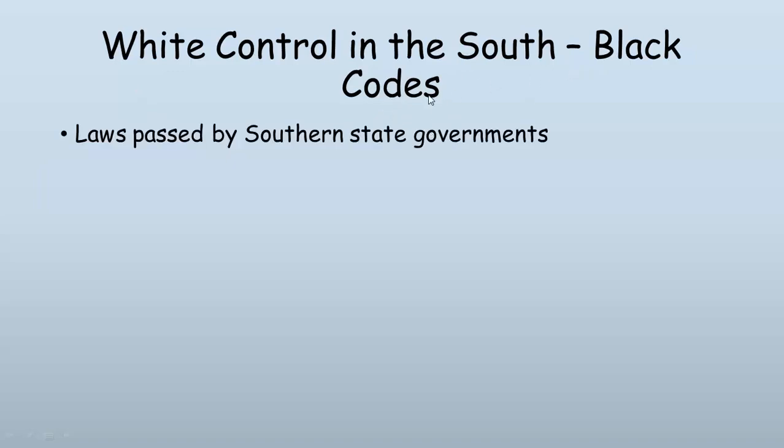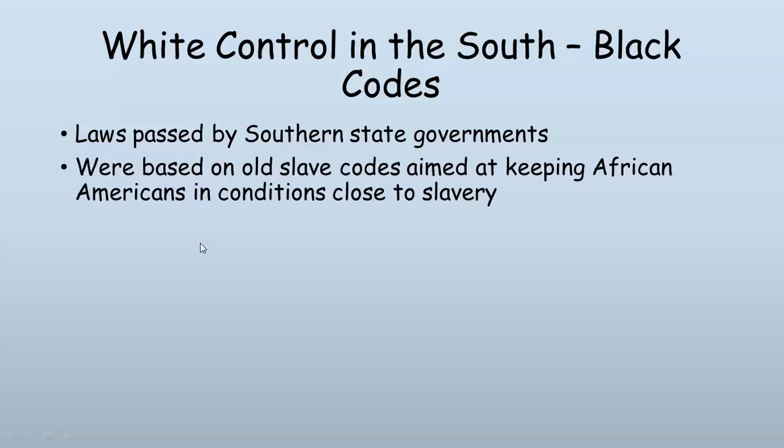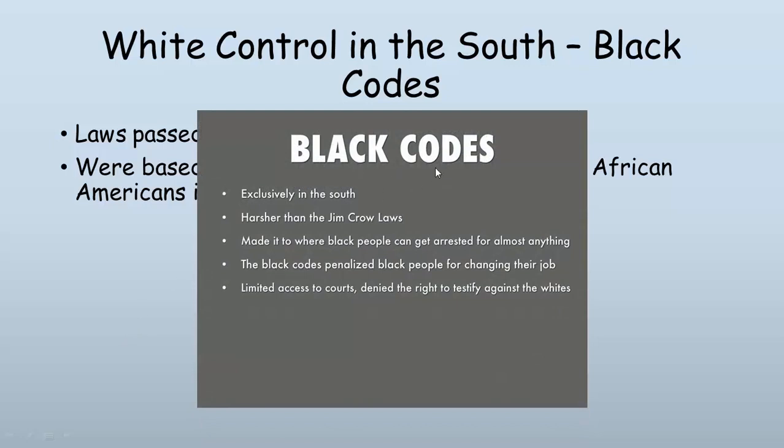Now, you have to know that black codes are laws passed by the southern state governments. These are not laws passed by the federal government. These are southern state laws. And they were based on the old slave codes. They were aimed at keeping African Americans in conditions close to slavery. They just can't call it that. To give you some idea, black codes were exclusively in the South.